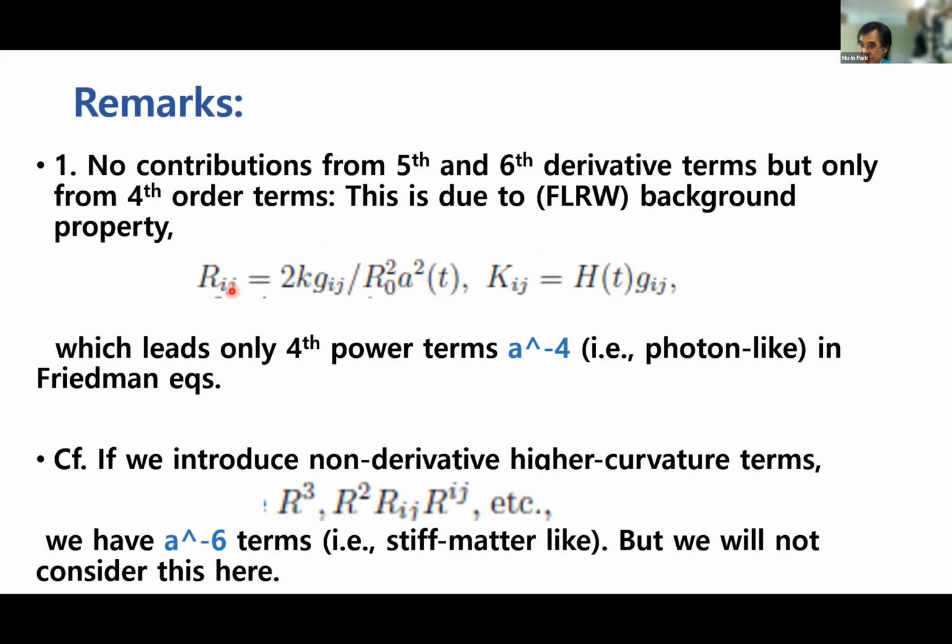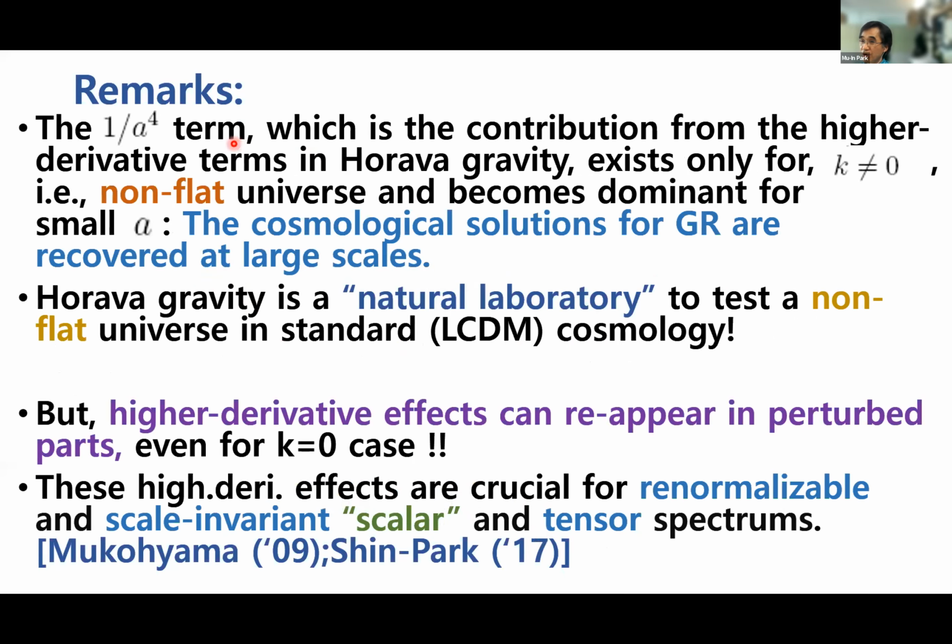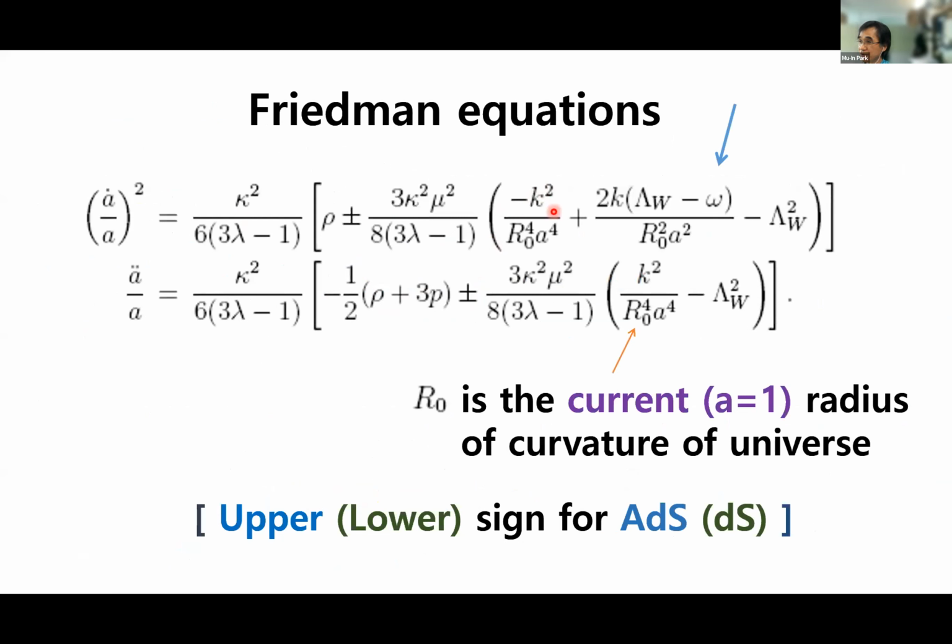Another comment: of course, if we introduce this kind of higher derivative term, still a six derivative term, then we have an a to the minus six term in the Friedmann equation, which is usually called stiff matter, but we do not consider this case in our work. Also, the a to the fourth, which is the higher derivative correction from Horava gravity, only exists when non-flat, so non-zero k is considered, like here. This is multiplied by k squared, and this is also multiplied by k squared.